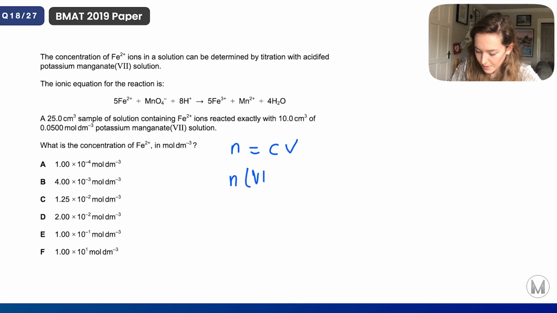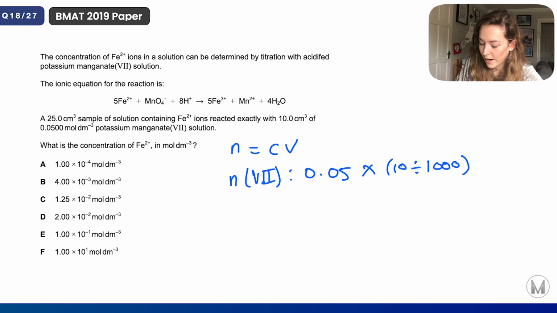So my moles of my potassium manganate, I use a little symbol so I know what I'm talking about, is going to be concentration times volume. So my concentration was 0.05. It's given to me here. And then I'm going to need my volume, but I need to convert that into decimeters cubed. So I need to divide it by 1,000. So times 10 divided by 1,000. And when you get used to this practice, you start doing it in your head. So my moles is 0.0005, or 5 times 10 to the minus 4.